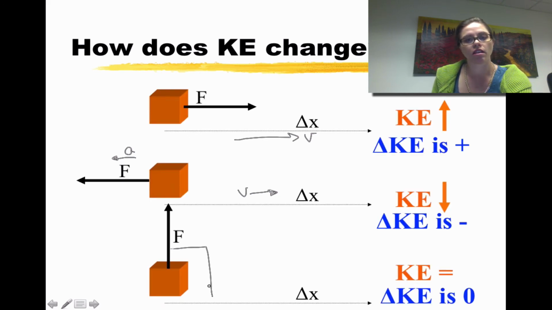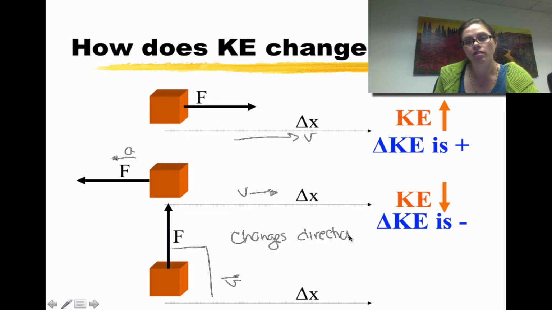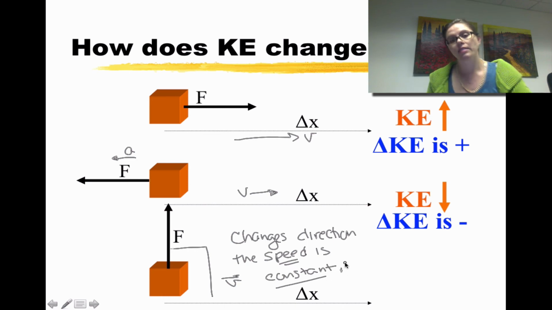All right. Okay, so if the force is perpendicular to the box, or any perpendicular component of the force to the velocity or the motion, always just changes direction. It just changes the direction. The speed is constant. That's important. The speed is constant.